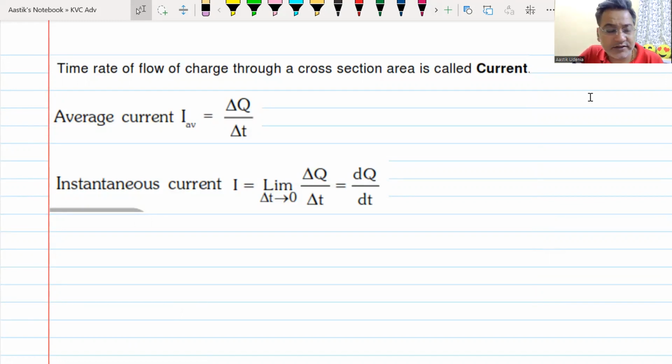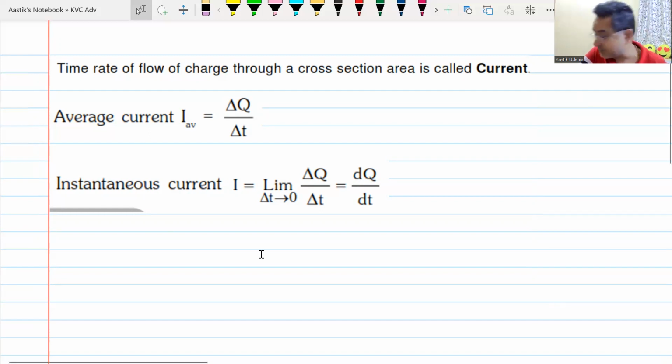Average current is the total charge which has flown through a particular cross section divided by total time. And instantaneous current is the derivative dq by dt, the rate of flow of electric charge. Instantaneous current is the current at any particular instant. Do we understand this? Yes, sir.